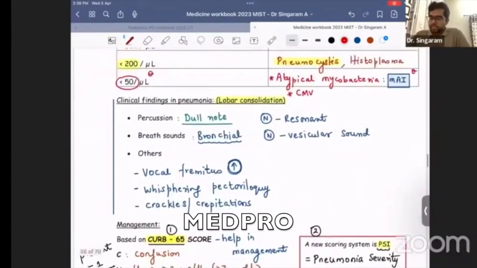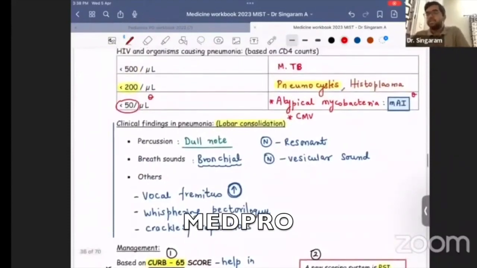What was that? Regarding the HIV infection and the pneumonia. What is the commonest organism? So both these, again, I feel are important for the exam. So please make a note of this.